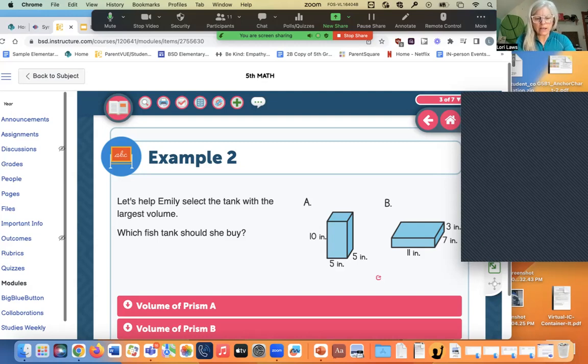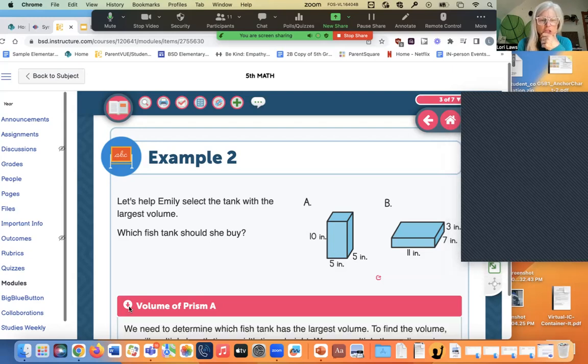10 times 5 times 5 equals 10 times 5 is 50 times 5, which equals 250 inches cubed, or 11 times 7, which equals 77 times 3, which equals 3 times 7 is 21, 231. Is that right? Inches cubed. So I'm thinking A. I see most people are saying A. He should buy A, or she should buy A.